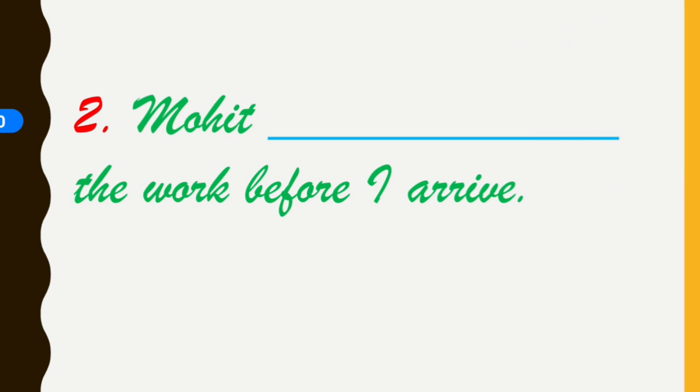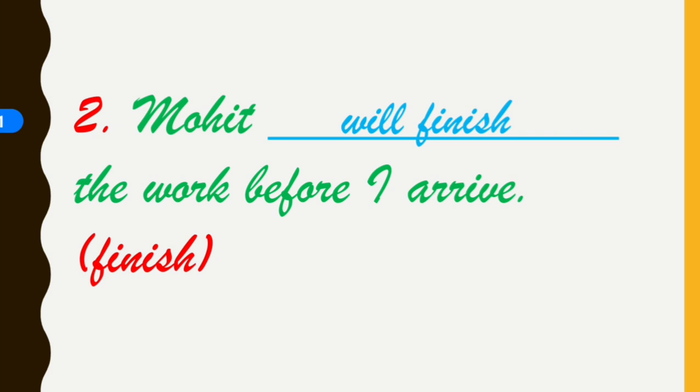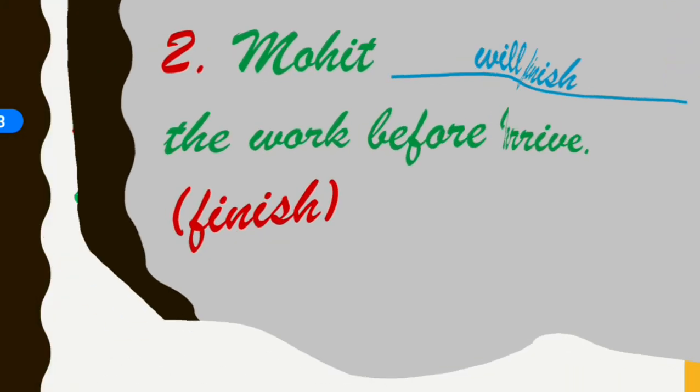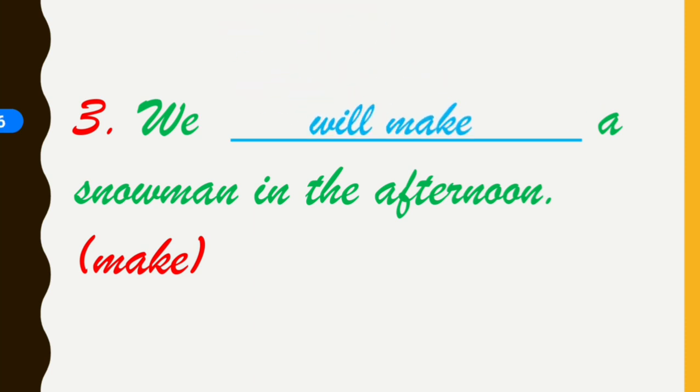Next one. Mohit dash the work before I arrive. Finish is the verb that is given to us. Mohit will finish the work before I arrive. Next one. We dash a snowman in the afternoon. The verb that is given to us is make. We will make a snowman in the afternoon.